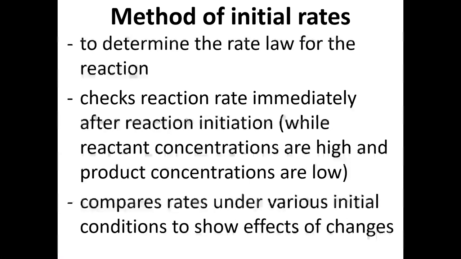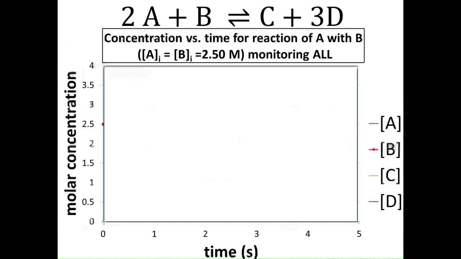The way we do it also practically is by changing up concentrations of various reactants. We might hold the concentration of one constant and change the other, and then hold the concentration of the other constant and change the concentration of the one. So here's an example. Let's take, for example, the overall balanced equation for a reaction that is 2A plus B makes C plus 3D.